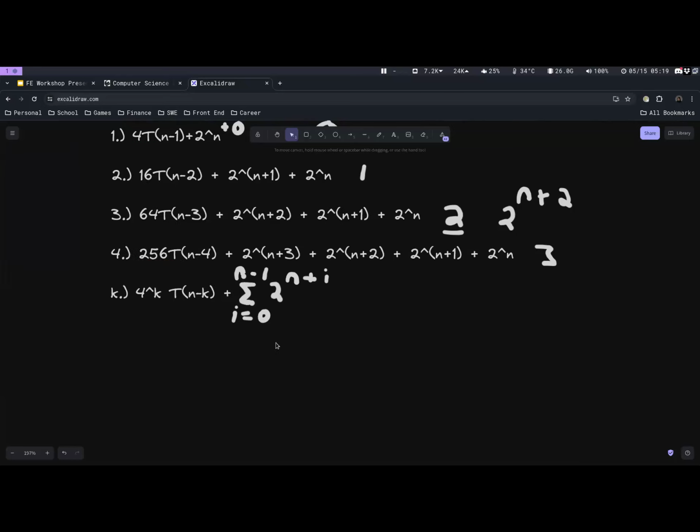Why k minus 1 again? Where are we looking at k minus 1? Never mind. Why not n plus i minus 1?